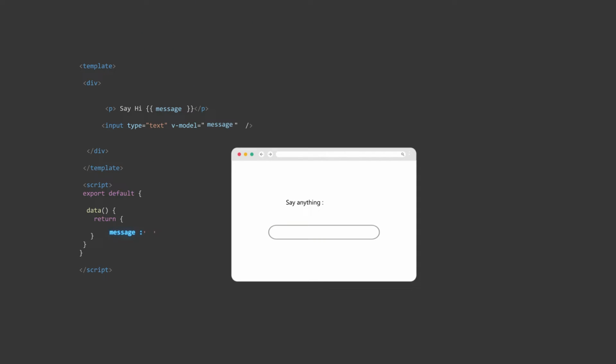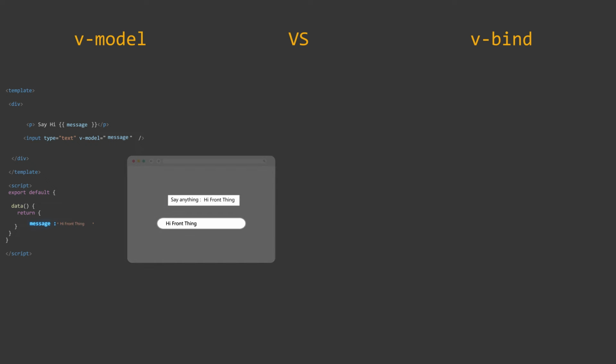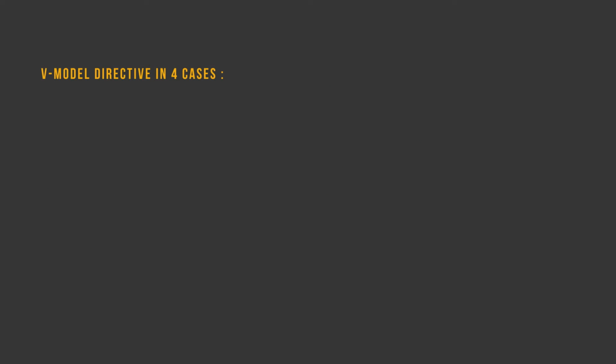Now let's look at the idea of two-way binding. Any change in the input element makes a change in our data, and vice versa. Any change in our data causes a change in the input element. So the difference between vModel and vBind, as you can see, is that vModel supports two-way binding, while vBind just supports one-way binding. Now let's explain the vModel directive in 4 cases: text, checkbox, multiple checkboxes, and radio button.